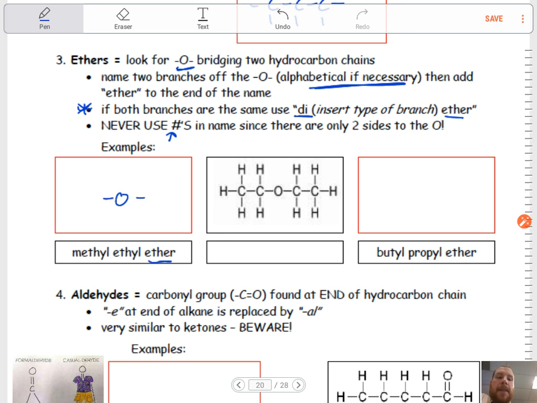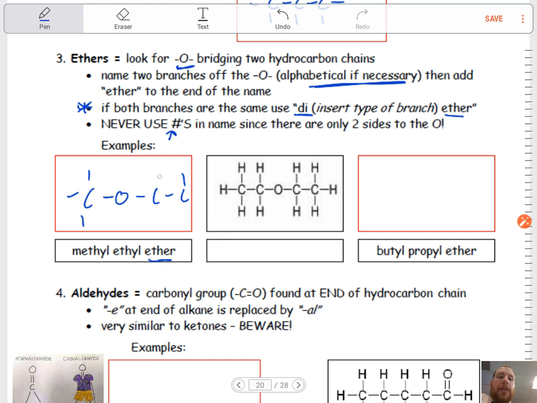Doesn't matter, I can put the methyl group on the left, I could also put the methyl group on the right. Just as long as one side has methyl and one side has ethyl, alphabetical can be the way, it really doesn't matter, okay? Just make sure you have both sides the same.